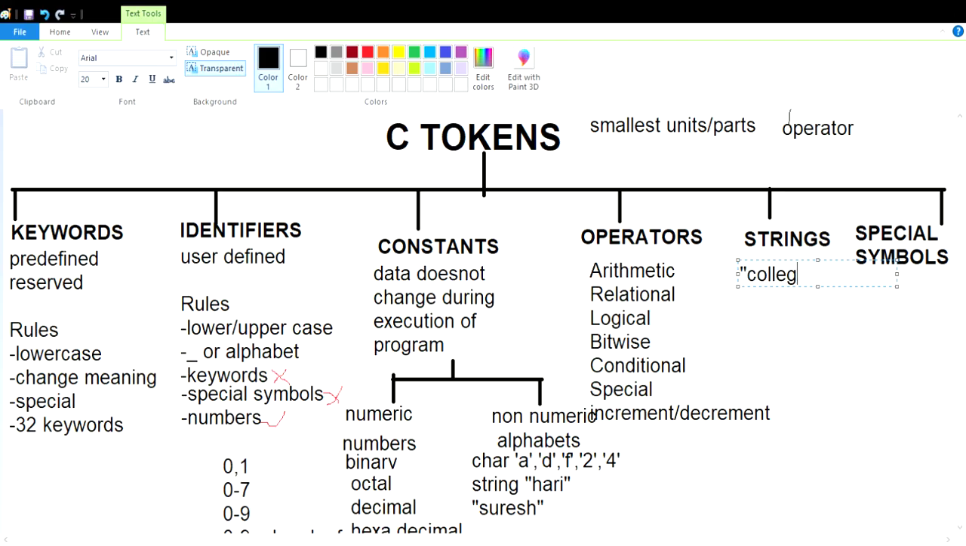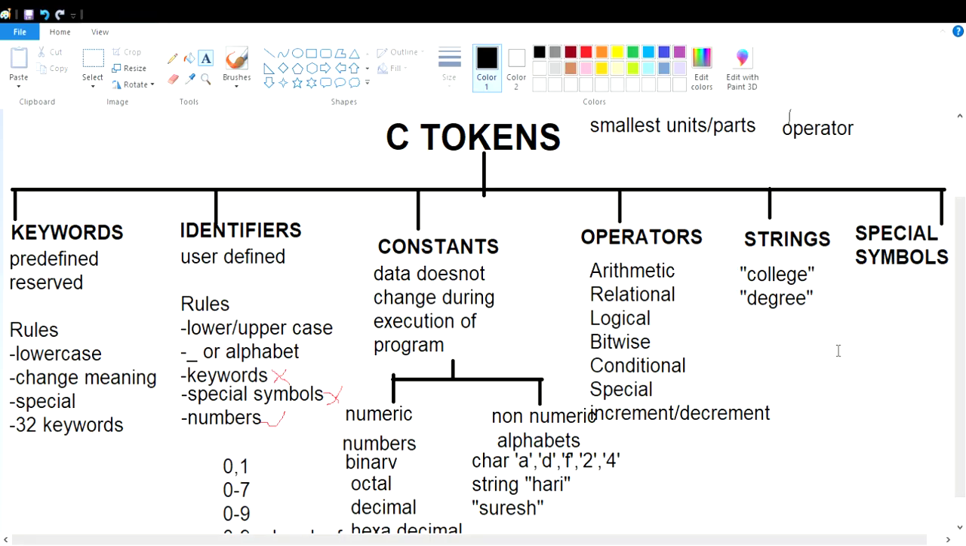For example, if I am taking college, that is a word. And if I am taking degree, this is also one word. That is formed by using some set of alphabets. So that is called as what? String. Already we discussed this in characters and constants, in the non-numeric constant. So the same concept will be repeated in the strings also.